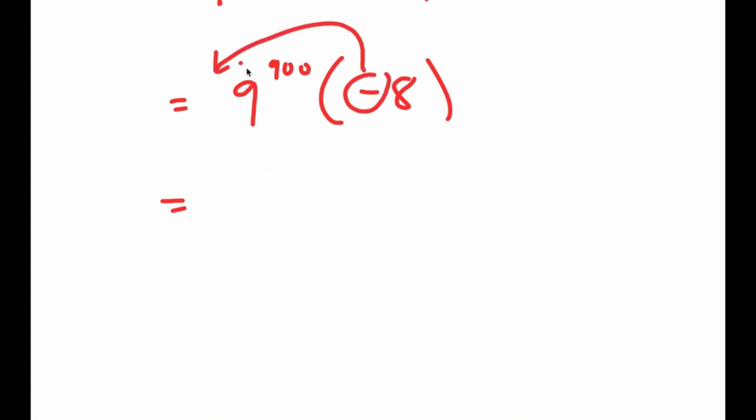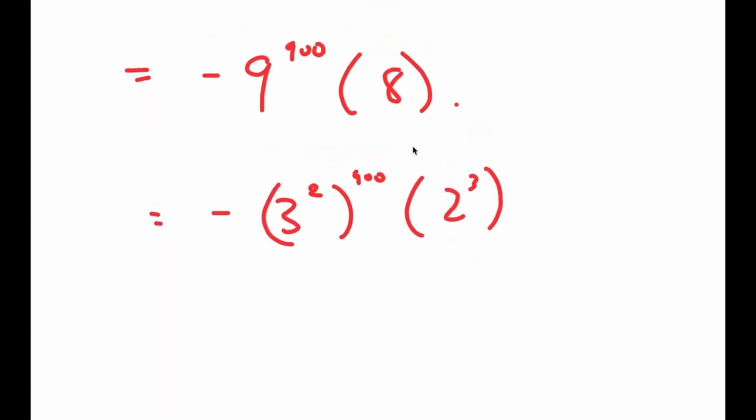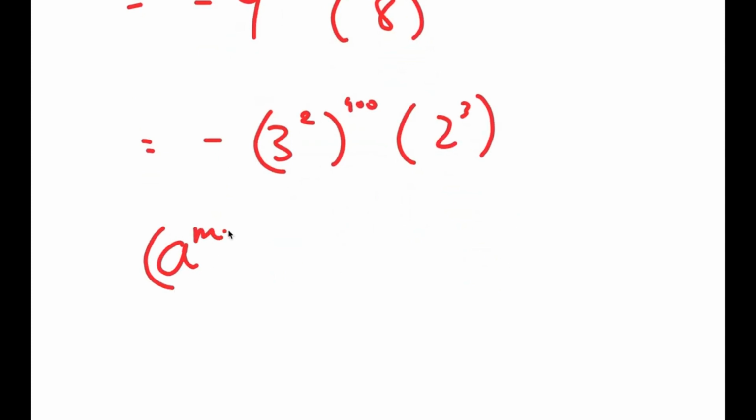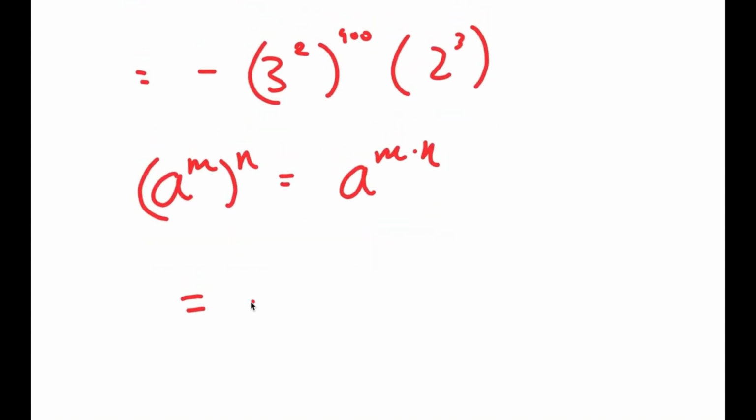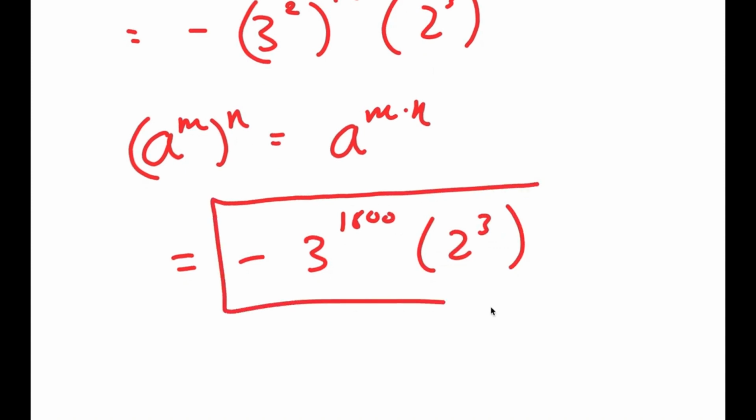So I'm actually going to move this negative sign to the front, so I get negative 9 to the power of 900 times 8, and this gets me negative 3 squared to the power of 900 times 2 to the power of 3. We're simplifying these terms as much as possible. So I'm going to use a quick exponential property that states that a to the power of m to the power of n is equal to a to the power of m times n. So I get negative 3 to the power of 1800 times 2 to the power of 3. So this is my final solution to this equation.